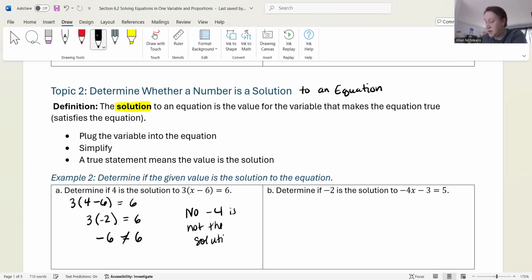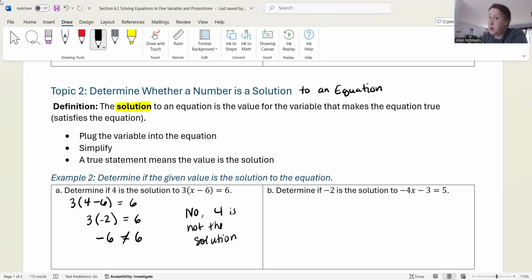I put a dash there. That looks like I'm saying negative. Let me fix that. So I'm going to put no, 4, maybe a period. But no, 4 is not the solution to the equation.